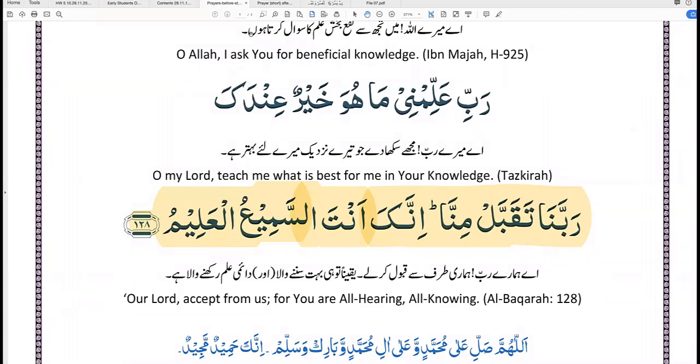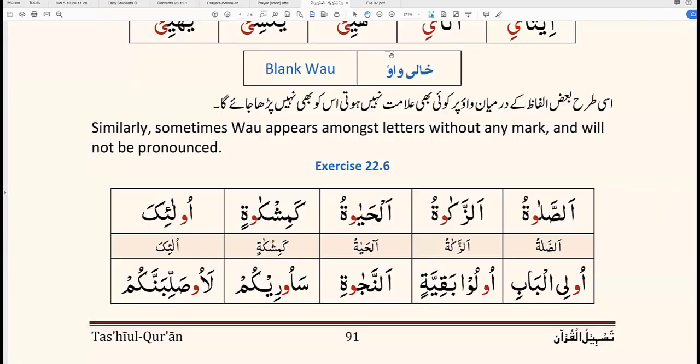Okay, so we'll move on to today's lesson, which is continuing in miscellaneous rules, and we are going to go to page 91 and do what is known as the blank wow. Okay, a very, very simple lesson about the blank wow to start off with. Sometimes when you read the Quran Majid, you will see a wow and it'll appear among letters, but it'll have no mark and it won't be pronounced.